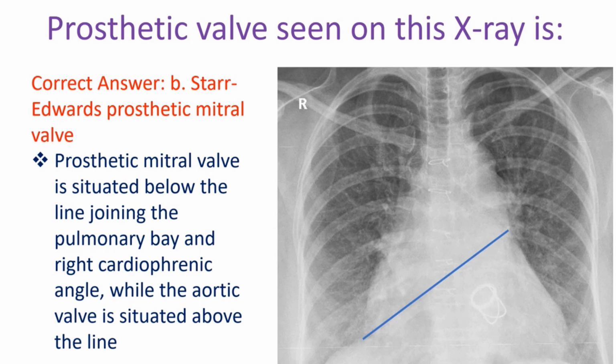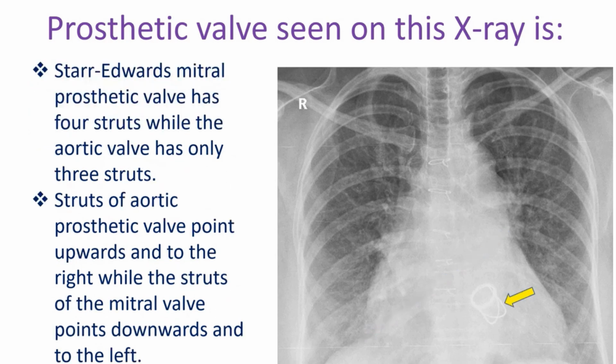Starr-Edwards prosthetic mitral valve. Prosthetic mitral valve is situated below the line joining the pulmonary bay and right cardiophrenic angle, while the aortic valve is situated above the line. Starr-Edwards mitral prosthetic valve has 4 struts, while the aortic valve has only 3 struts. Struts of aortic prosthetic valve point upwards and to the right, while the struts of the mitral valve point downwards and to the left.